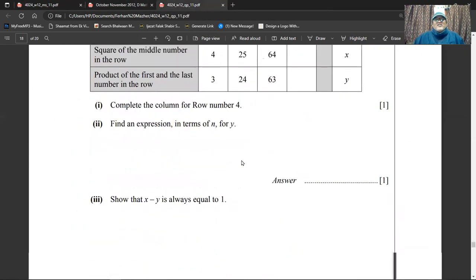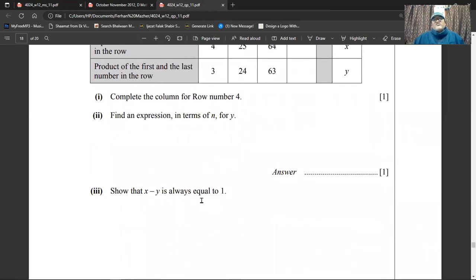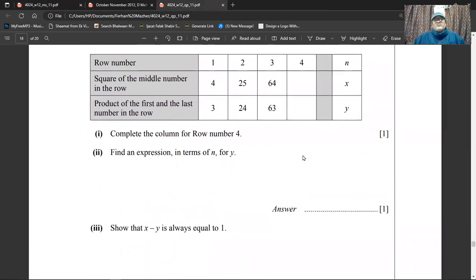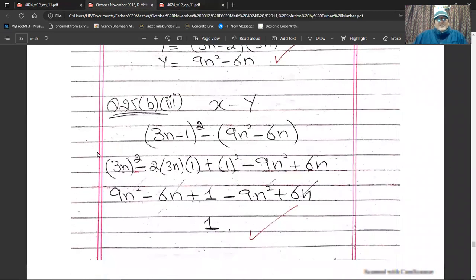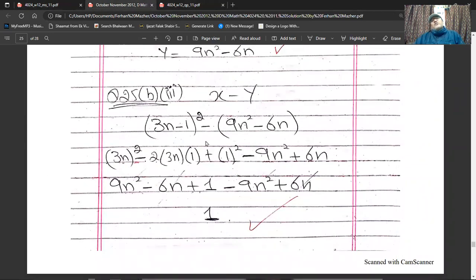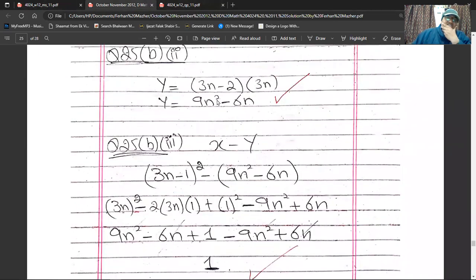Then he says, show that x minus y is always equal to 1. So this x is the square of the middle number, which will be 3n minus 1 its whole square. So the x will be 3n minus 1 whole square minus this y, which is 9n square minus 6n. When you open this whole square, it is square of the first term minus 2 into first term into second term plus square of the second term. So this will be 9n square minus 6n plus 1.